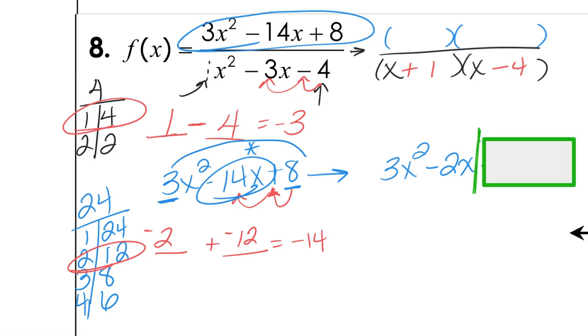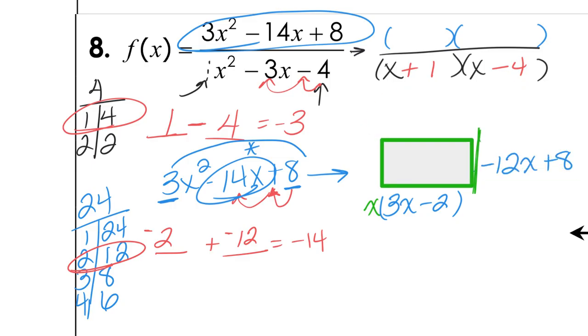If I look at 3x squared and 2x, they both share an x. If I took the x away from both of them, I would end up with 3x minus 2. It's like a form of division, like you're dividing out your greatest common factor.